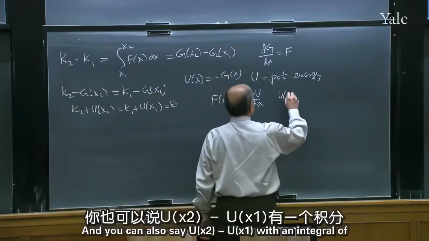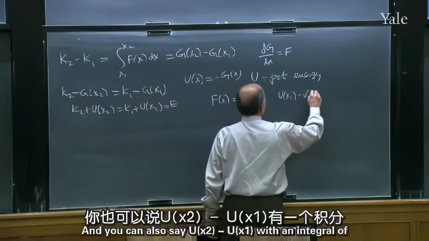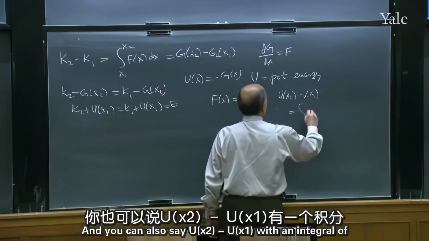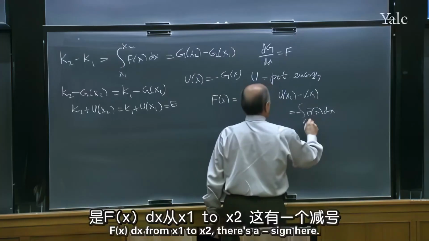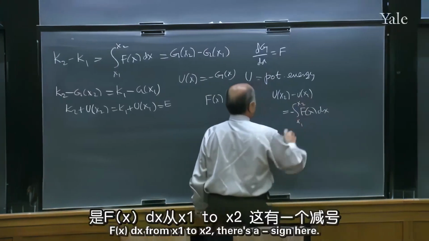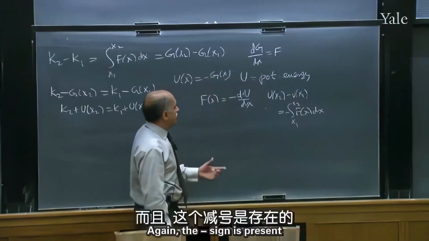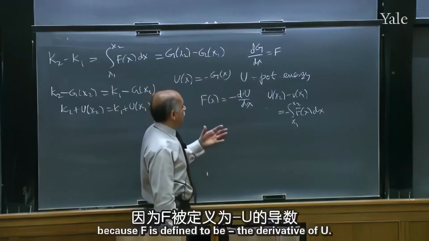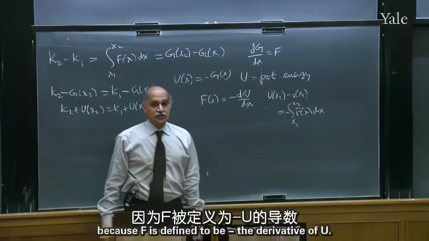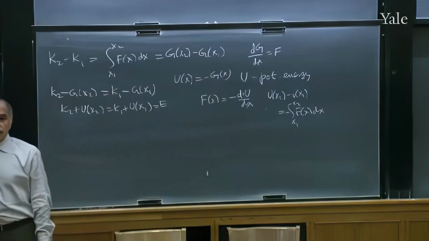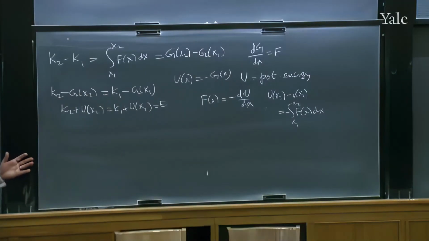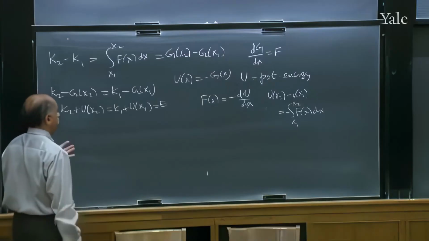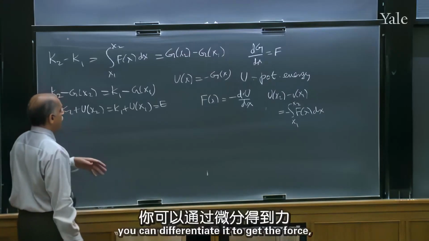And you can also say u of x2 minus u of x1 is minus the integral of f of x dx from x1 to x2. Again, the minus sign is present because f was defined to be minus the derivative of u. So you can go back and forth from potential to force and force to potential. If you knew the force, you can integrate it to get the potential. If you knew the potential, you can differentiate it to get the force.